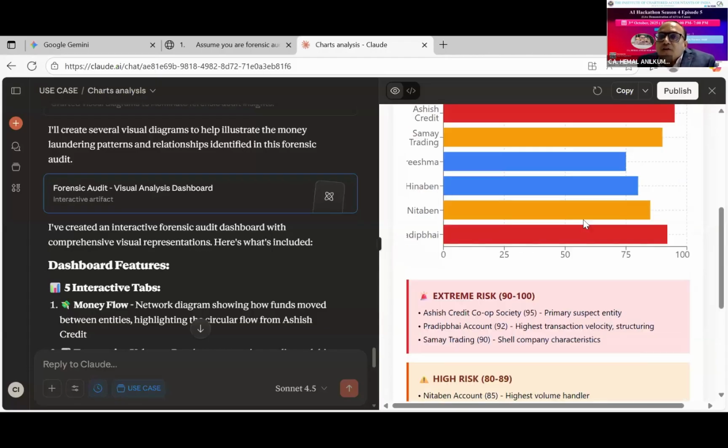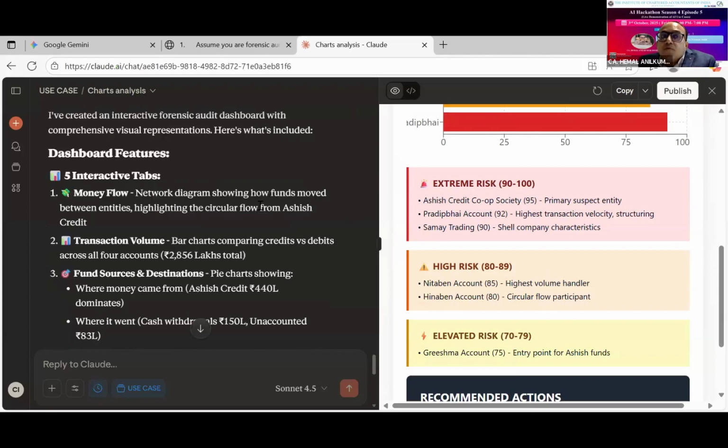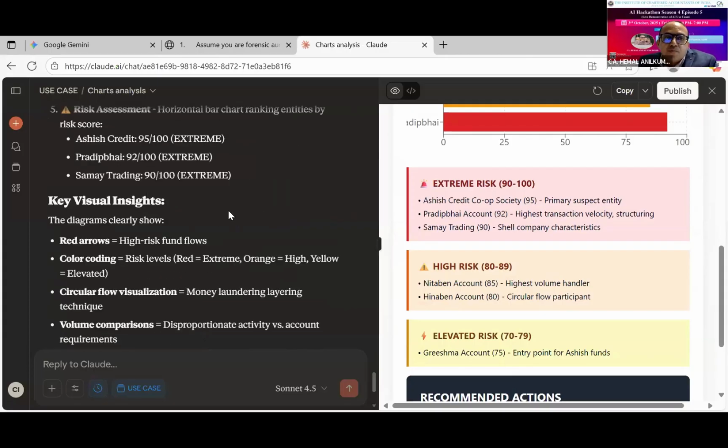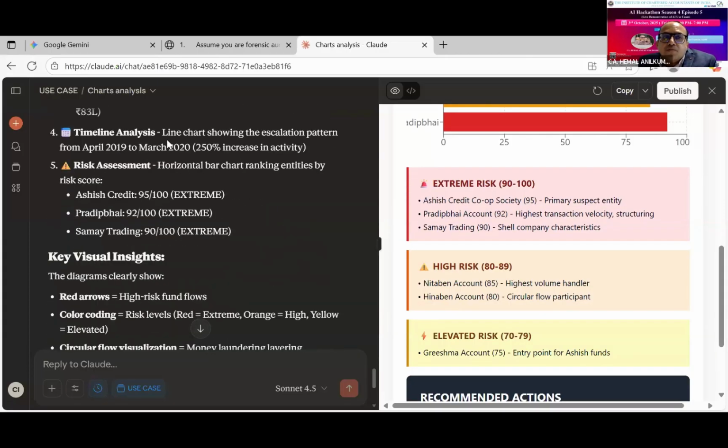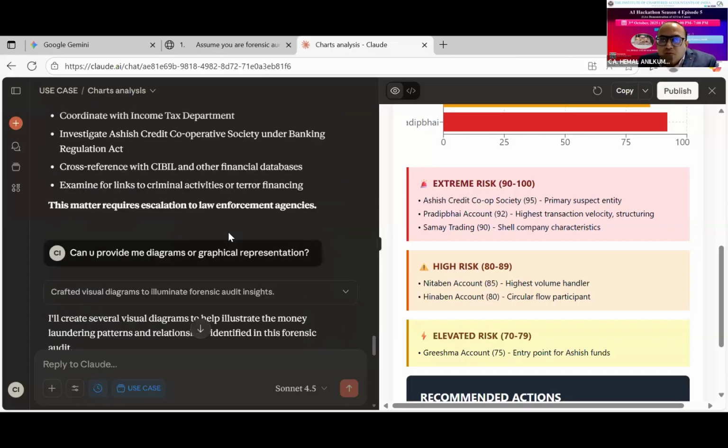Risk assessment is also there. This Claude AI tool can be used to analyze till the last moment: at which time money is withdrawn from the account, in which account money is parked, at which date. Here risk assessment is also there, covering extreme cases, which are the accounts that require more detailed investigation. This can be used for further investigation.